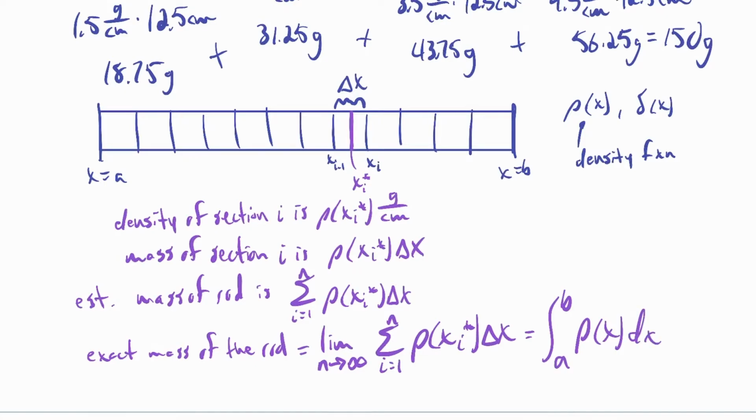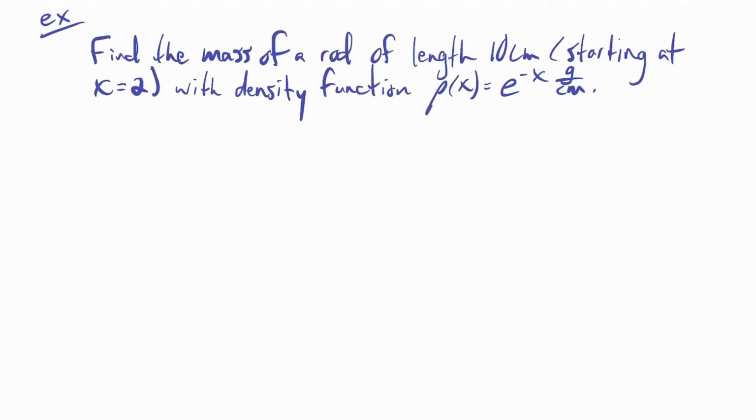Dx. And there we go. This is how, if you have a density function that gives the density as a function of x, and you know the length of the object, you can find the mass of the entire thing. So that's what we can do for a thin rod. Okay, so let's do an example of that with a variable density function.